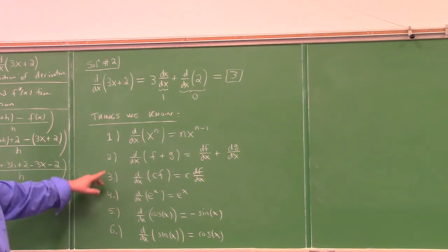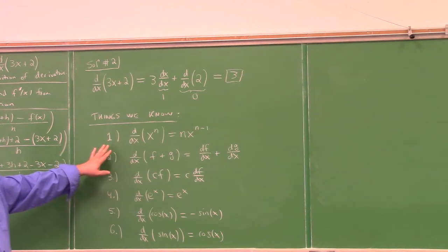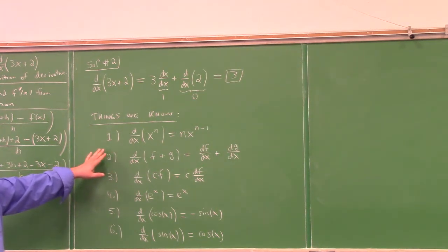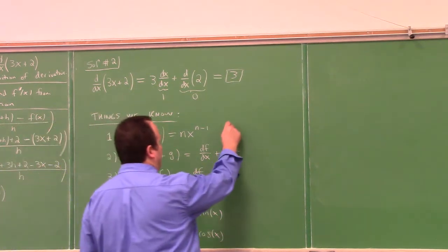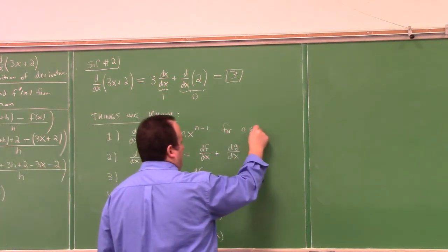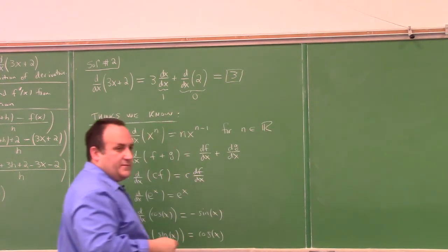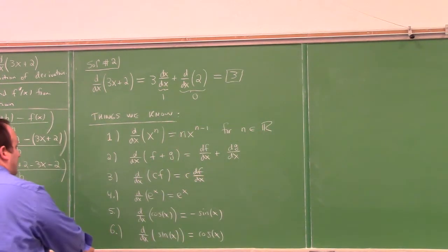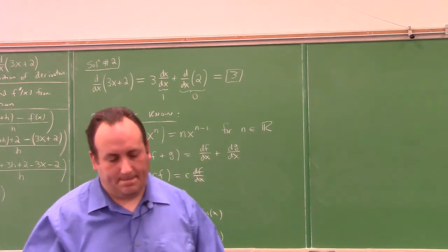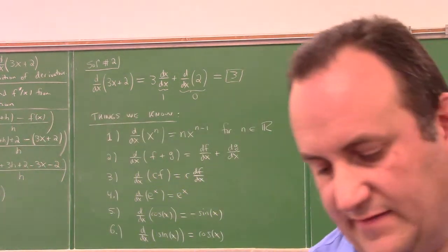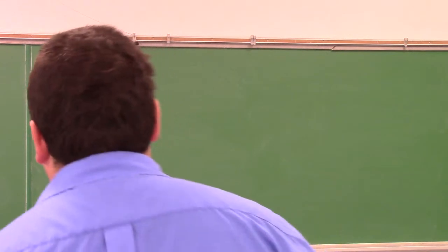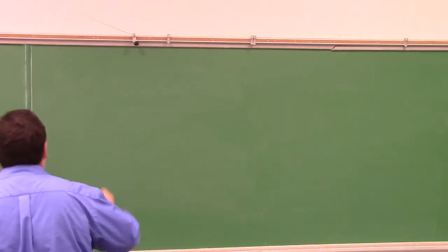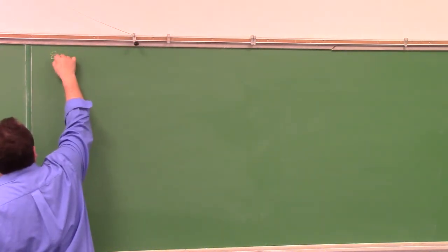Now, rule number 1 looks like a lot of different things for different cases of n. This is true for n in the real numbers, actually. So it's true for integers, positive integers, but it's also true for negative powers. And one of the examples we did was the square root, remember? So let me just expand on one here for a second.